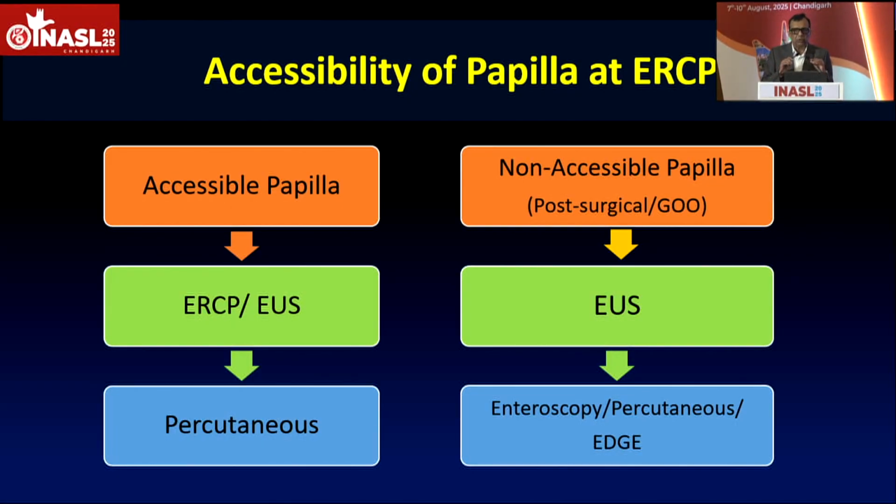So now let me come to the most important issue, which is accessibility of papilla at ERCP. If the papilla is accessible, we have two possibilities, ERCP and EUS. If papilla is not accessible, which can be either because of post-surgical situation or gastric outlet obstruction, then EUS is usually the preferred modality, and then you can go for enteroscopy, percutaneous or edge technique. And of course, in this also, if ERCP and EUS are not possible, you can go for a percutaneous technique.